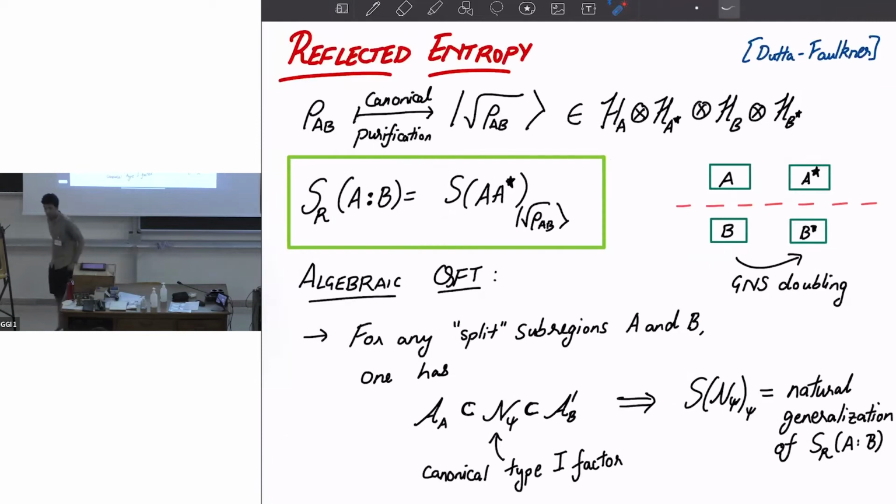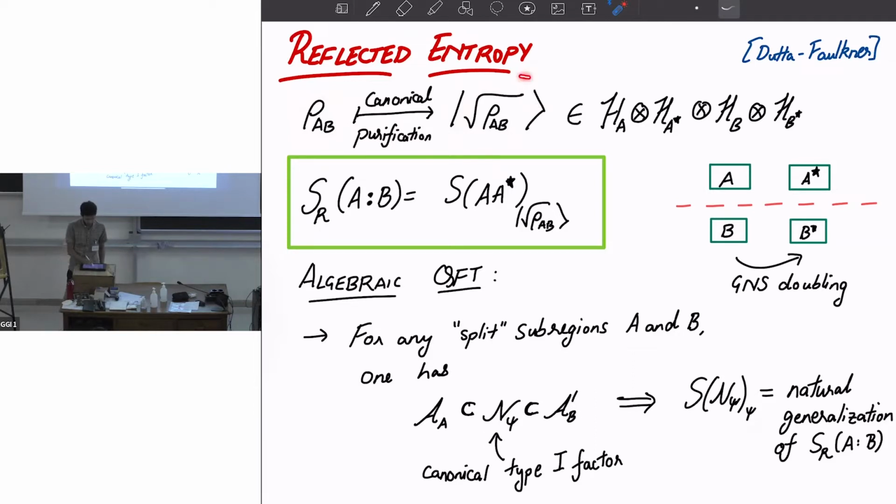Okay, so let me start by reviewing what the reflected entropy is. It's proposed in this paper by Tom and Shovik Datta. Given any density matrix on two systems, A and B, one can perform a canonical purification. The canonical purification is just taking the density matrix, taking the square root of it, and interpreting it as a state. This is something pretty familiar to us. We go from the thermal state to the thermofield double. And this is just a generalization of that to bipartite density matrices on arbitrary Hilbert space of A and B.